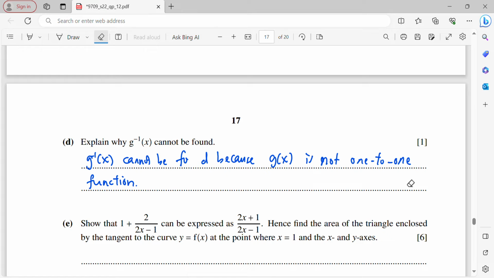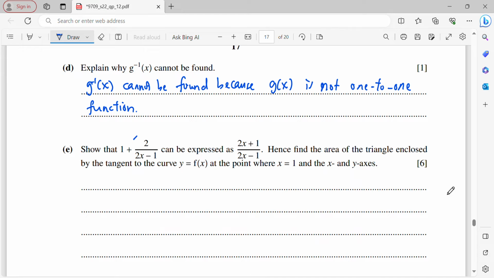Okay, so now let's solve the E. Show that 1 + 2 over (2x - 1) can be expressed as this form. Hence, find the area of the triangle enclosed by the tangent to the curve at the point where x equals 1 and the x and y axes. Okay, so from here, firstly, show it can be expressed in that form first. 1 + 2 over (2x - 1) is the same as getting the same denominator. So 1 times (2x - 1) plus 2. Then here is basically 2x - 1 + 2 is 2x + 1.